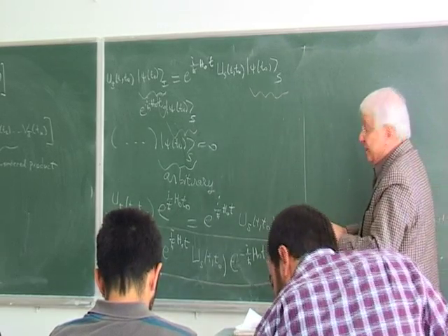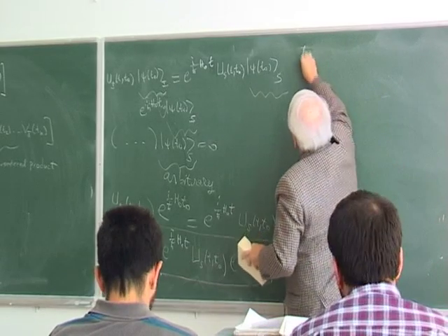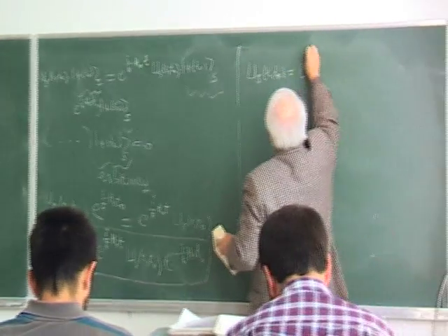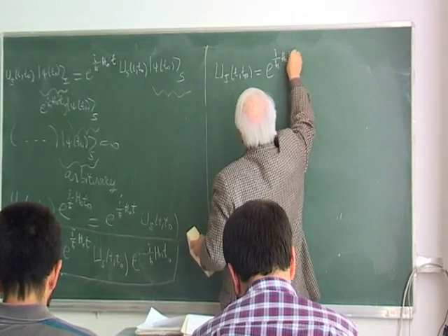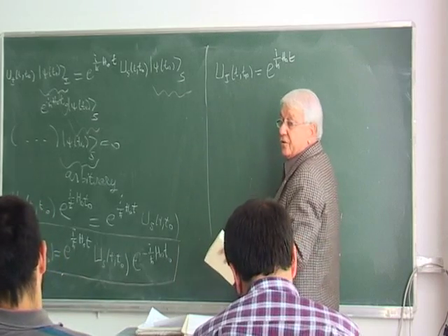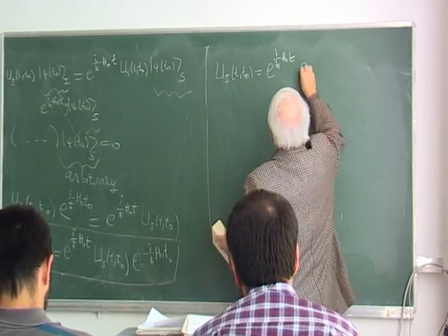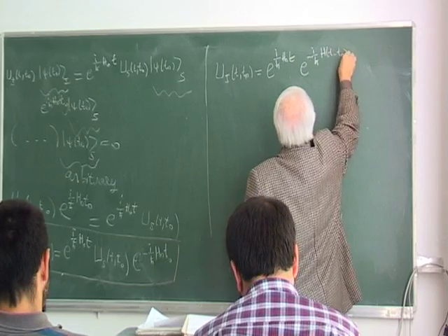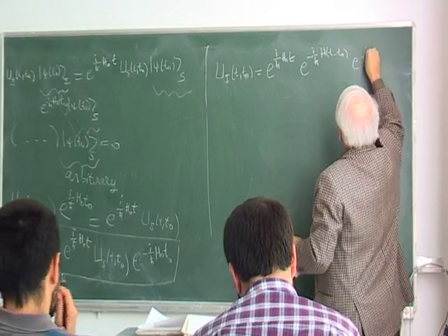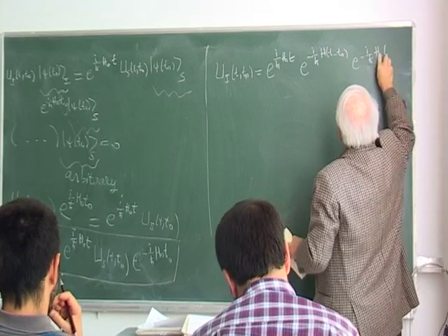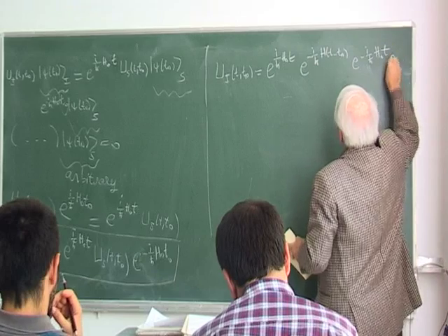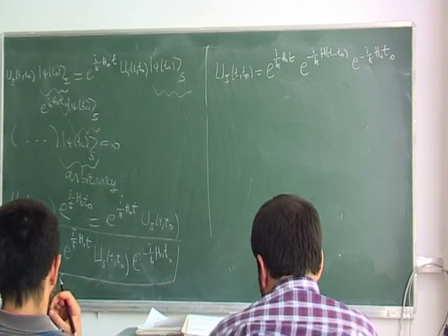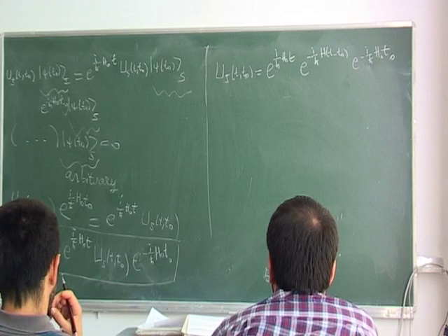So, if I write the explicit expression for that, then U_I(t, t0) becomes e to the i over h bar H0 t, times U_S, the Schrödinger picture time evolution operator. We already have seen that it is this beautifully simple expression, times e to the minus i over h bar H0 t0. That's it. Not a single exponential, but the product of three simple, beautiful exponentials. But that's the best we can do.